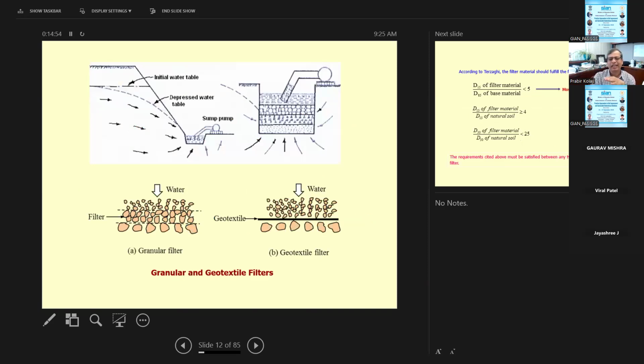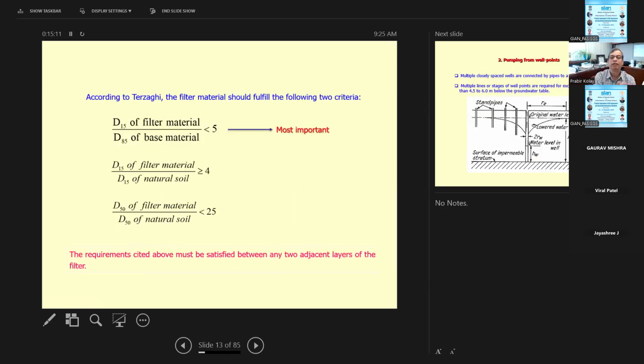As I mentioned, there is the filter design. We're not going to go into detail. Most of the time we use a granular type of filter. There are also geotextile filters, so you need to design that. Most of the time it is a granular filter, so that when you pump the water, you pump only water. Okay, I'm not going to discuss the filter design in detail here.